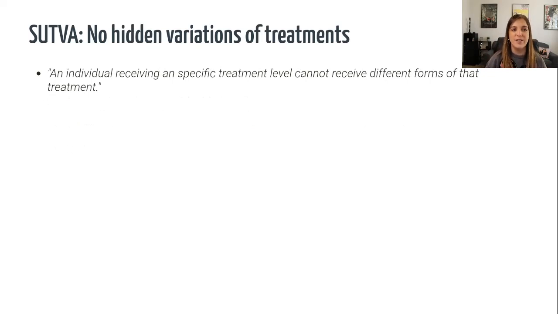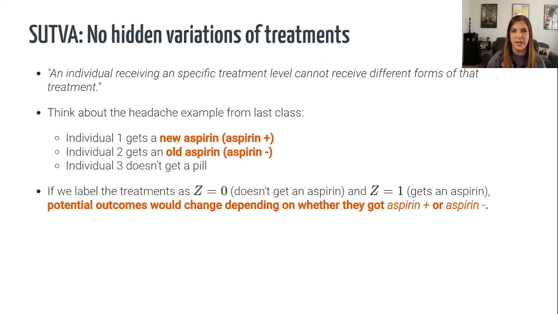Sorry, let's first look at the other part of SUTVA, which is no hidden variations of the treatment. This is a bit less talked about. The most talked about part of SUTVA is the first one, which is no interference. But no hidden variations of the treatment is also important, which basically means that an individual who is receiving a specific treatment level cannot receive different forms of that treatment. Again, complicated. Let's see with an example.